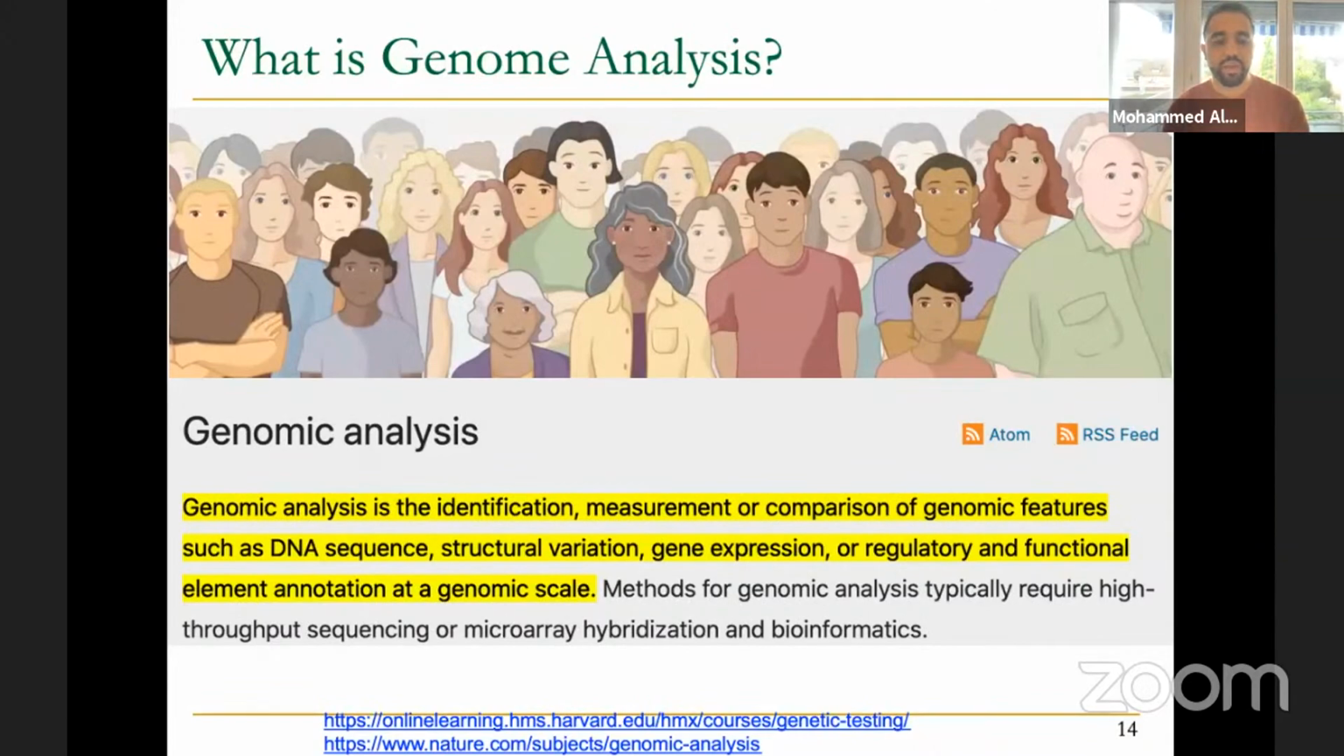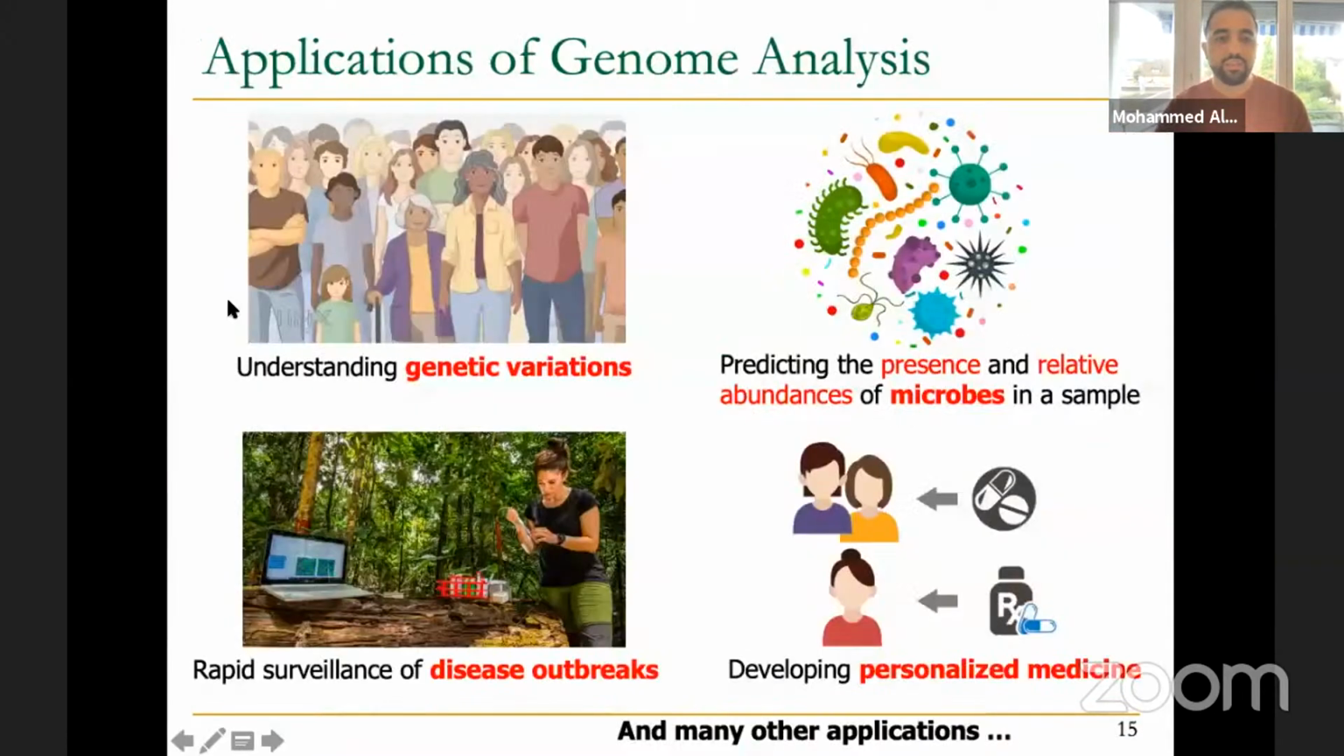And to do analysis of the genomic material, you would really like to identify, measure, or compare genomic features, or even functional element annotation at genomic scale. Why is that important? I already gave you a hint. It could be important for understanding genetic variation that causes phenotypes and disease, for example.